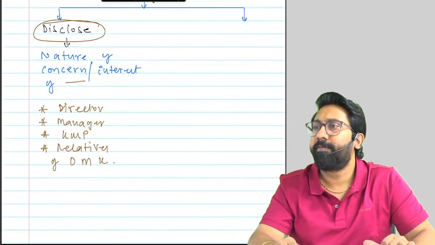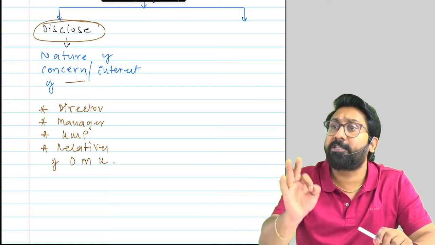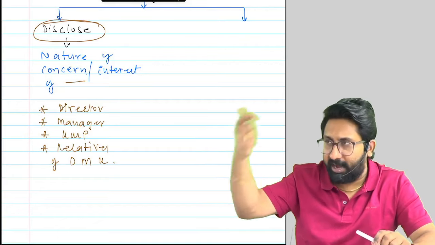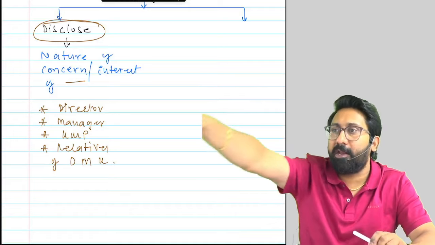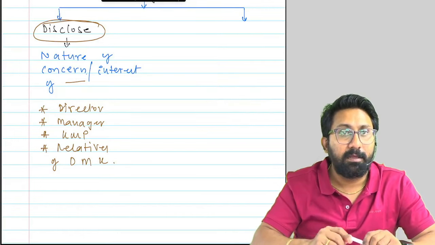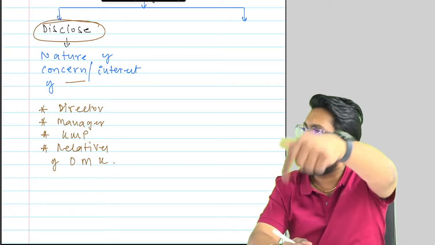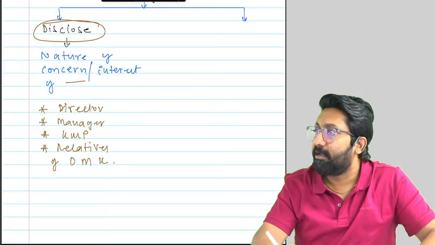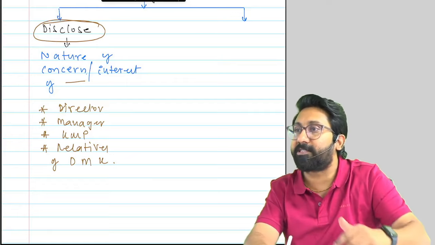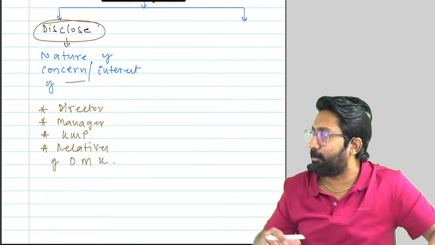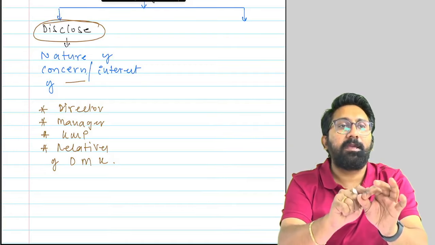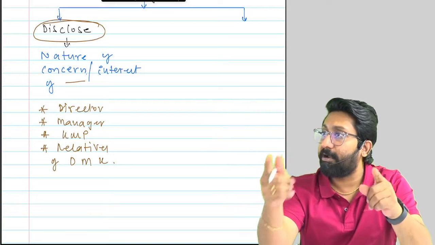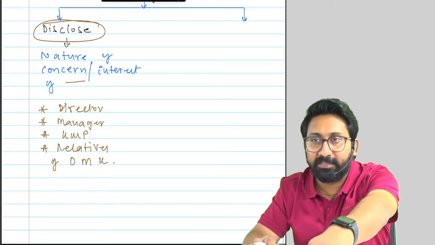What do we need to disclose? Disclose the nature of concern or interest of the director, manager, KMP, or any of their relatives. Not only that, in every contract, the director or KMP may not be involved, or relatives may not be involved. In such a case, you should not say that there is no explanatory statement. Other things also you should explain. I will give you an example. A contract entered by the company with the brother of a director, will it get attracted or not? Yes, because the director's relative is involved.